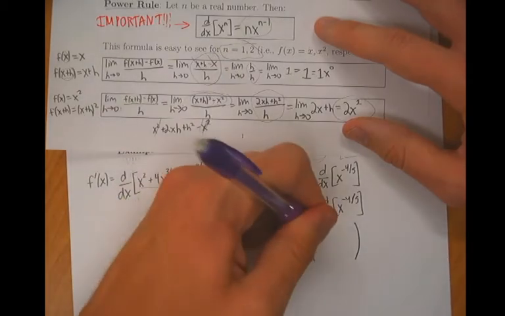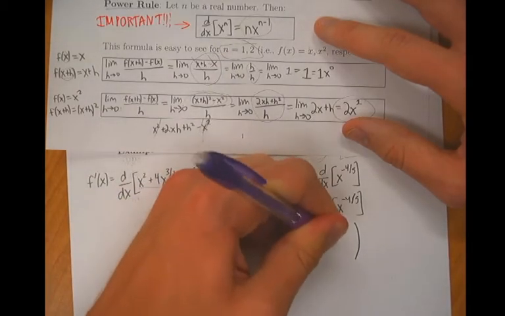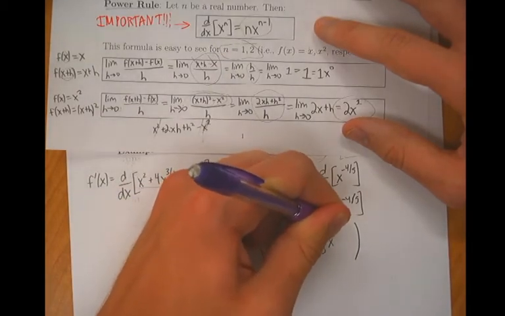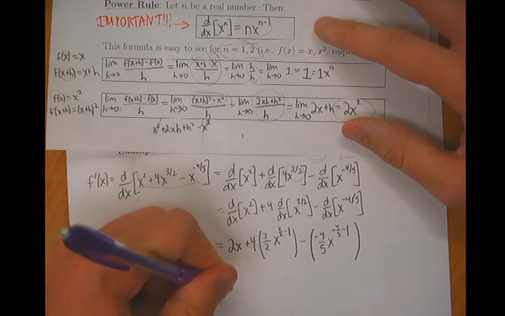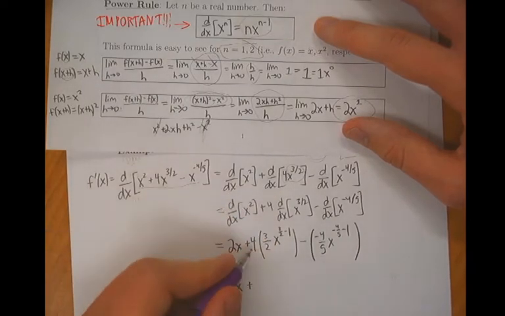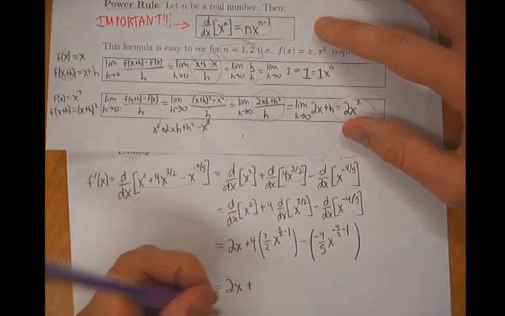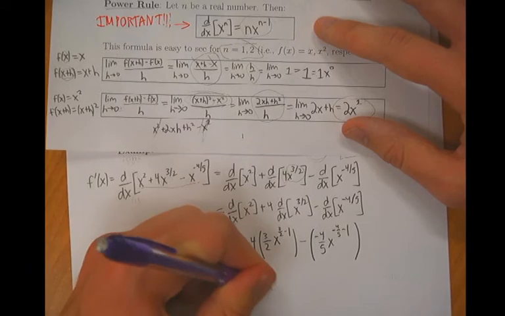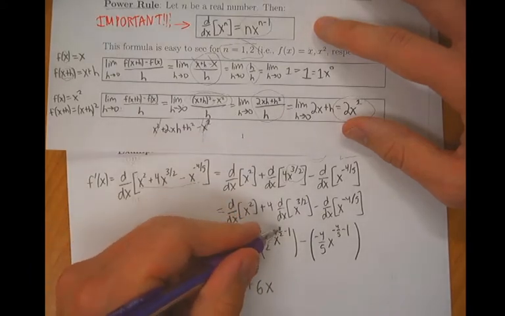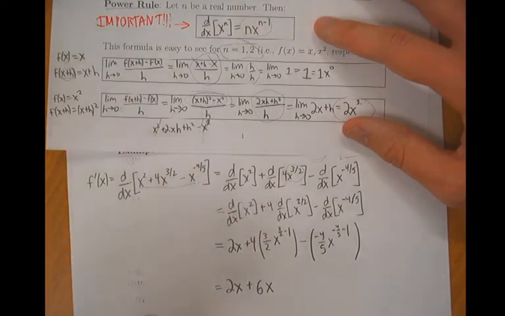Negative 4/5 x to the negative 9/5. Right, so then negative 4/5 minus 1. Okay, so that gives us 2x plus 4 times 3 halves, which simplifies to 6. Good. And then it'd be 6 times x to the 3 halves minus 1, which, as you said, was just 1 half.